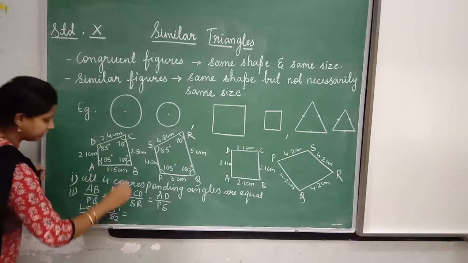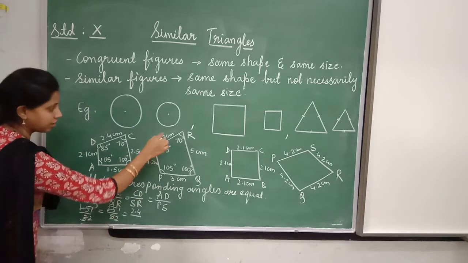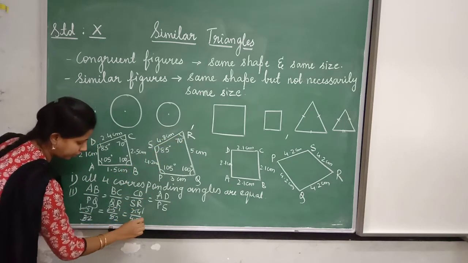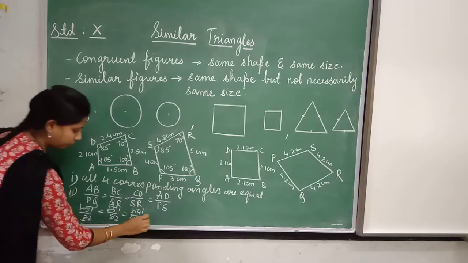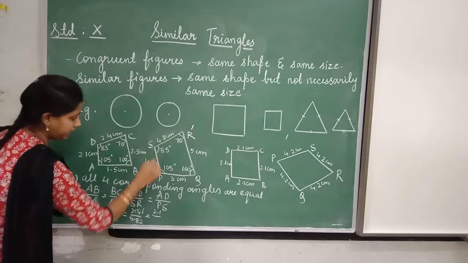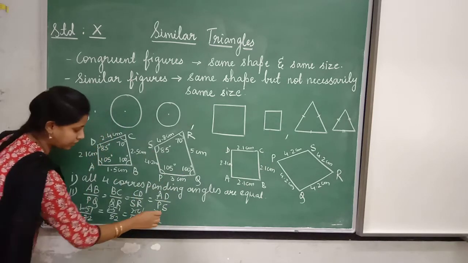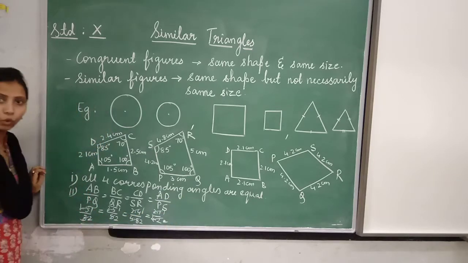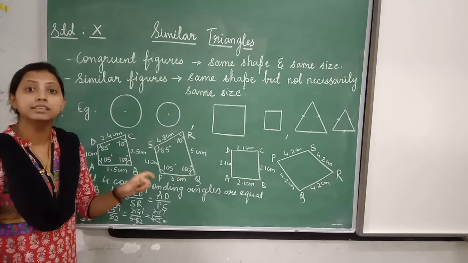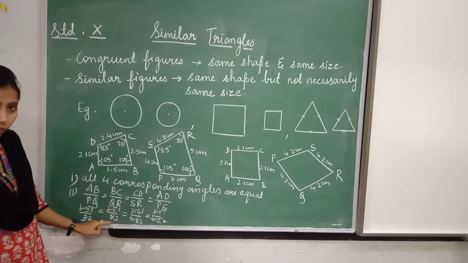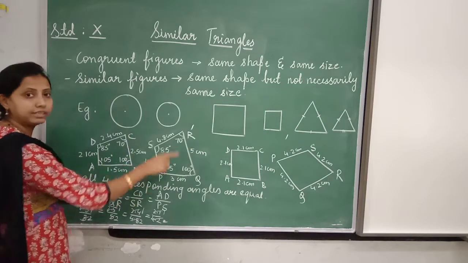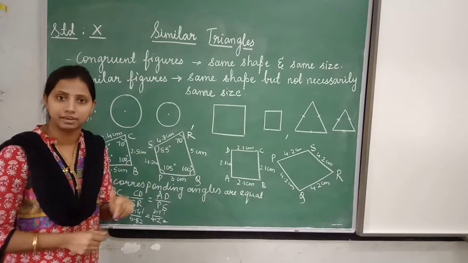Again, CD is 2.4, SR is 4.8. If you simplify this, again you get 1 by 2. Then AD is 2.1, PS is 4.2. If you simplify this, you get 1 by 2. So you can see everywhere the ratio of the corresponding sides is equal. 1 by 2, 1 by 2, 1 by 2, 1 by 2. So the ratio of the corresponding sides is equal in both the quadrilaterals.